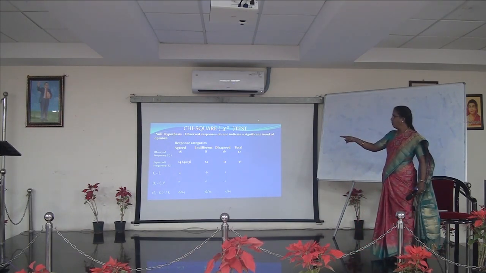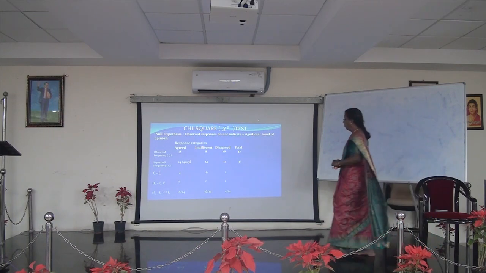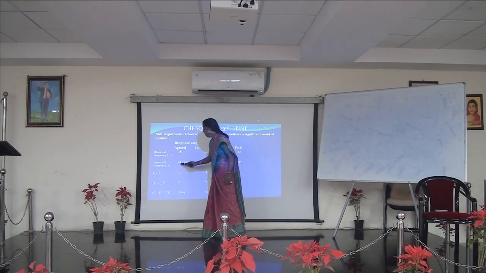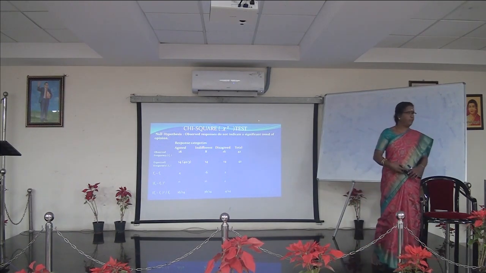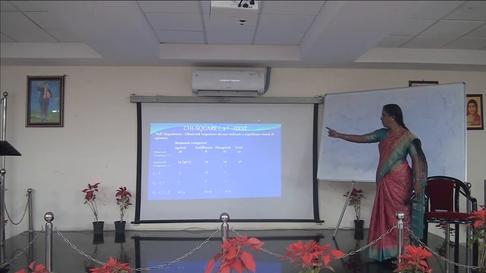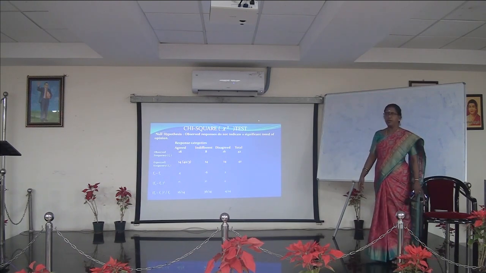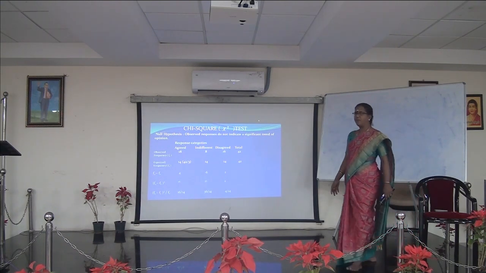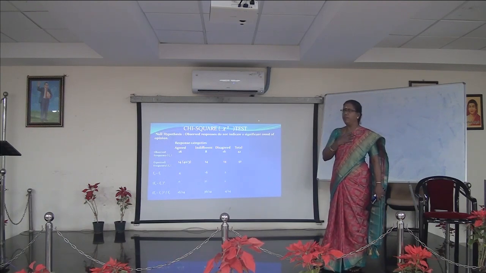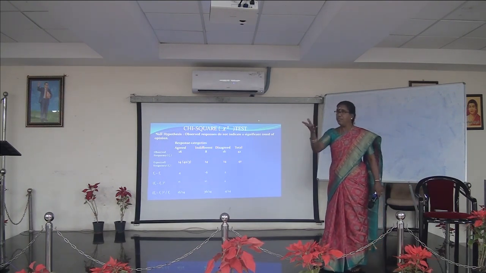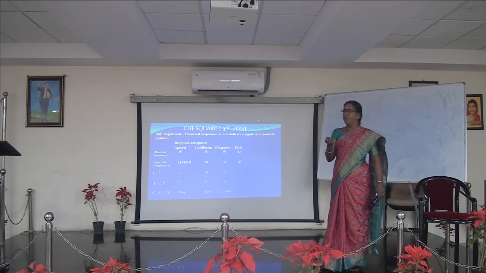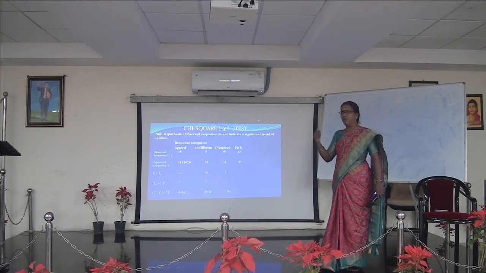Divide (FO minus FE) the whole square by FE. (FO minus FE) the whole square is 16 here, FE is 14. 16 divided by 14. That is what the formula says: sigma of (FO minus FE) the whole square by FE. Is it not? So it is 16 by 14, 36 by 14, 4 by 14. Why should I expect all to be 14? Equal probability. When we take up the null hypothesis, what is it? There is no significant association. So all the 3 should give the same opinion. That is the null hypothesis. We start with that, and we land with what has happened.